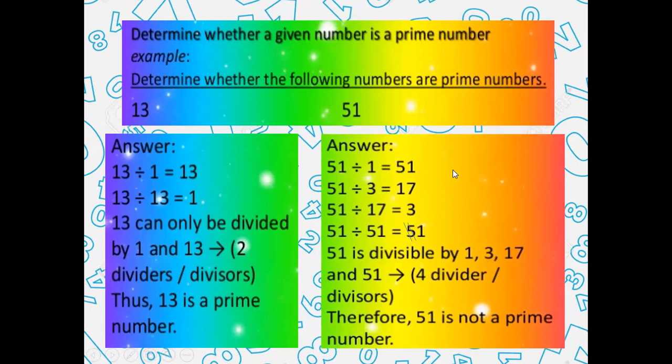And then we have 51 divided by 3 is 17. 51 divided by 17 is 3. And then 51 divided by 51, this is 1. Okay, it's not 51, it's 1. So 51, if you can see, this number is divisible by 1 here. We've got 3, 17, and 51. So we've got 4 divisors. So therefore, 51 is not a prime number because we have more than 2. All right, so again, prime numbers, we can only divide by the number itself and the number 1.